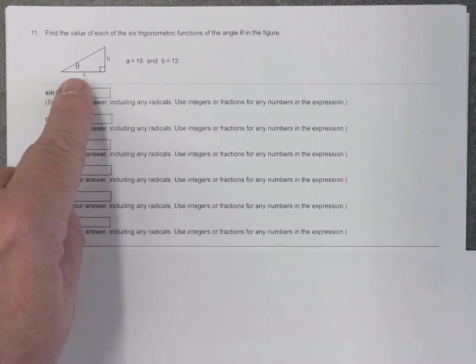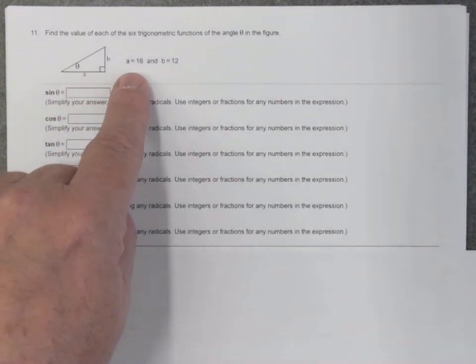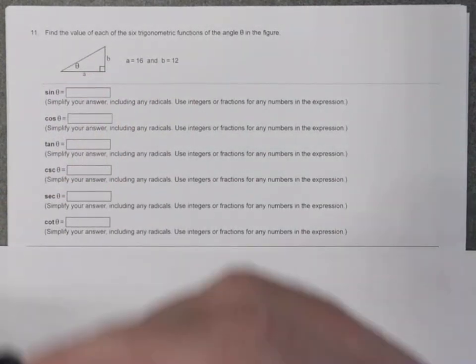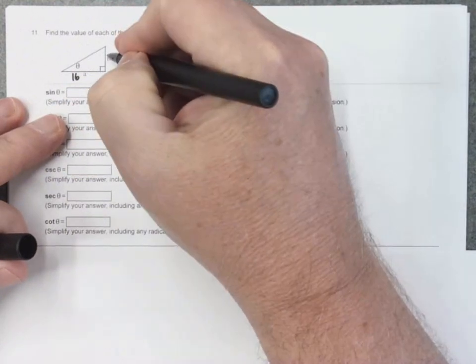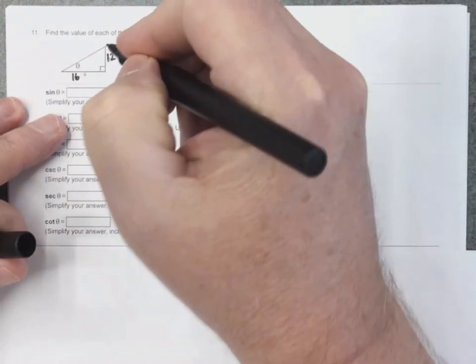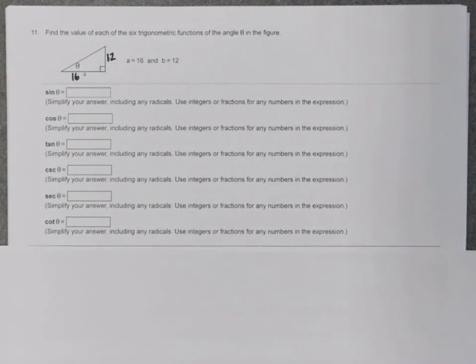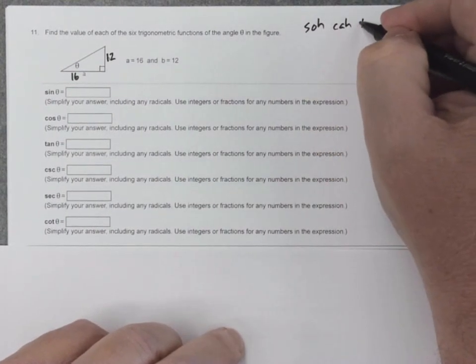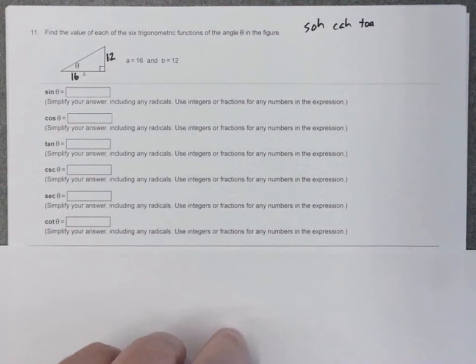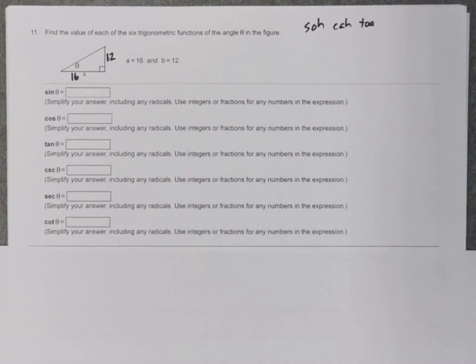I don't know why they do this, but they label this A and B and then give you the numbers here. You would think they could just write the numbers here. So a right triangle, this is where we use SOHCAHTOA to find sine, cosine, and tangent. And then once we know sine, cosine, and tangent, we can easily get the remaining 3 trig functions.